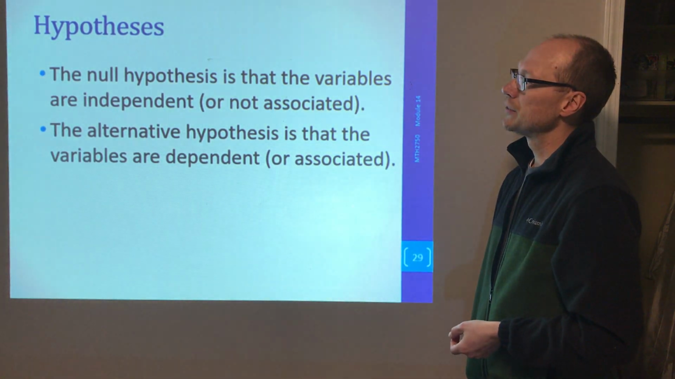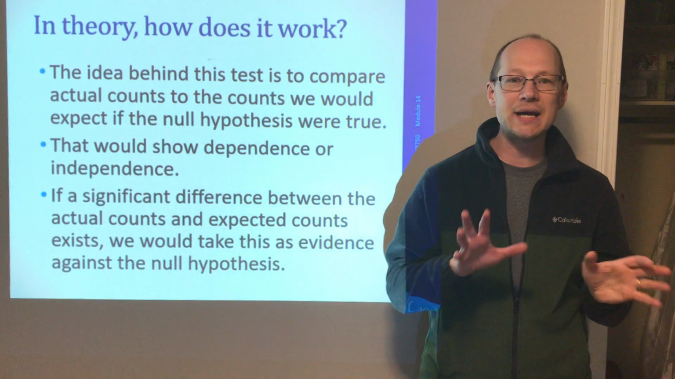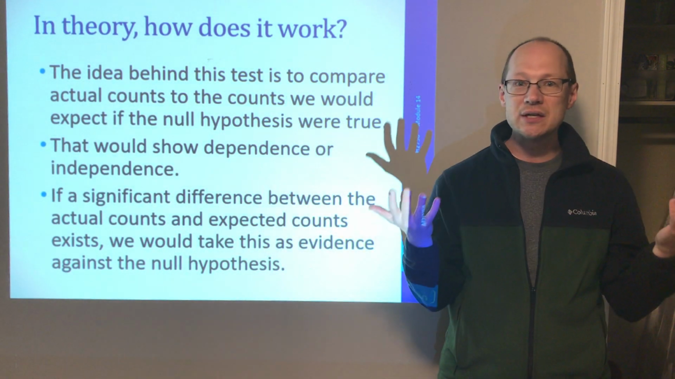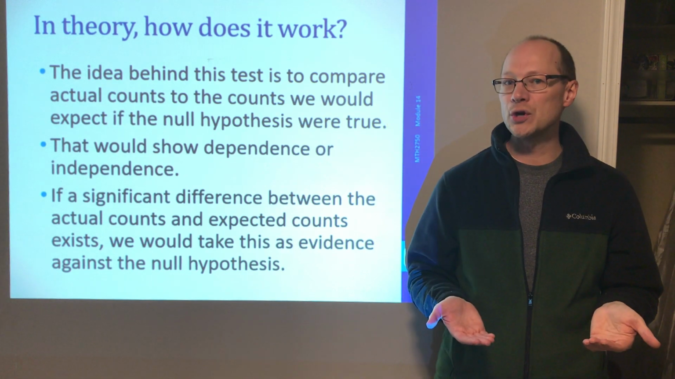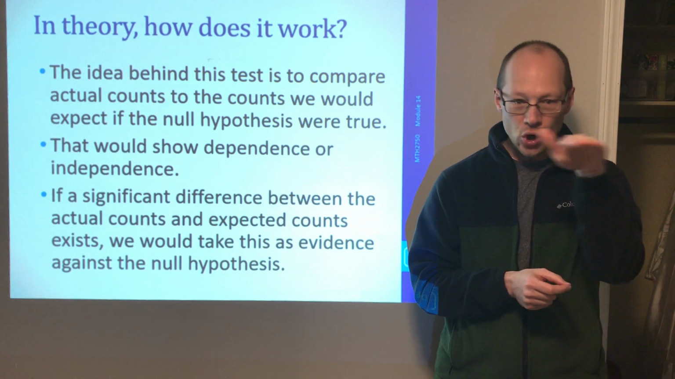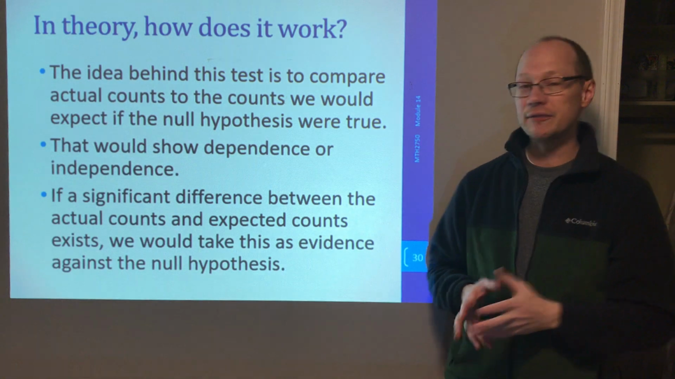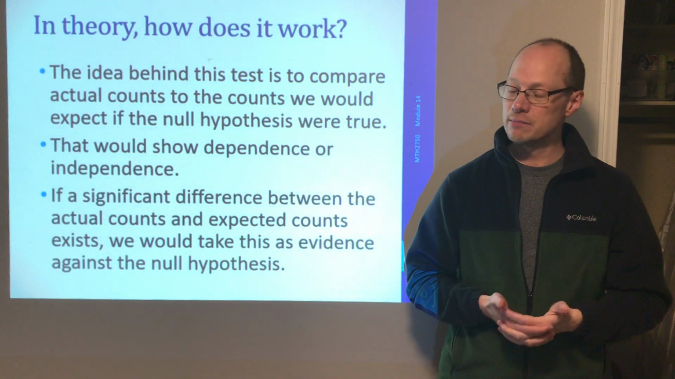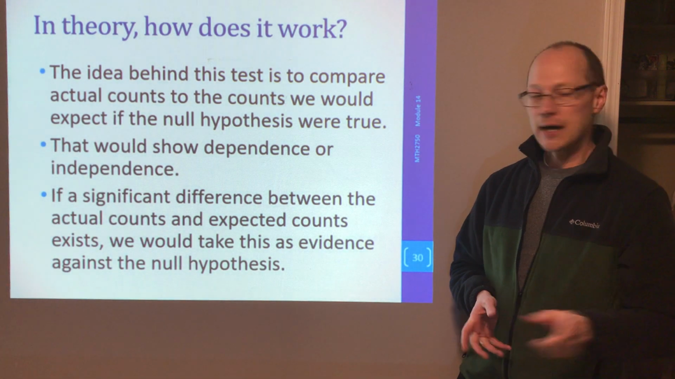Next slide. So I think I'm going to start, in theory, how does it work? Well, the idea behind the test is to look at the counts that were observed and compare them to what you would expect if all the row and column variables were truly independent. And if there is a significant difference between them, then naturally the test fails. Next slide.